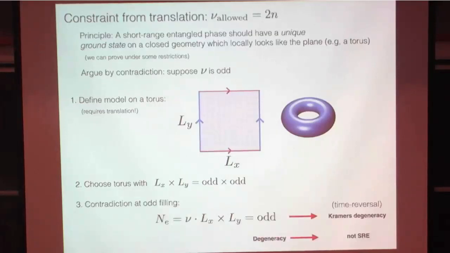Okay, well, how many electrons are there going to be in the system? Well, the filling is odd and the dimensions are odd, so I know on this particular torus there's an odd number of electrons. But because electrons have this property that T squared equals -1, they carry Kramers degeneracy. No matter what the interactions are, I know that the ground state on the torus has to at least be twofold degenerate. That's just Kramers degeneracy. But this degeneracy contradicts this property of short-range entangled phases. If it was short-range entangled, it'd have to be a unique ground state. So degeneracy implies, in fact, it can't be short-range entangled.